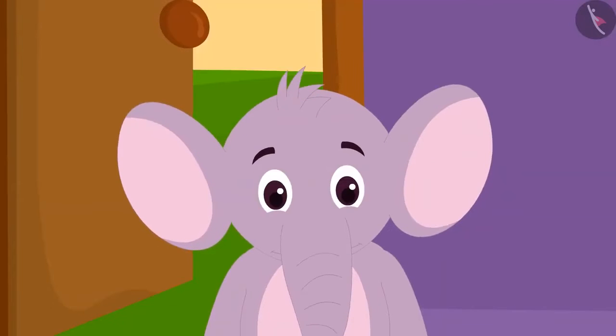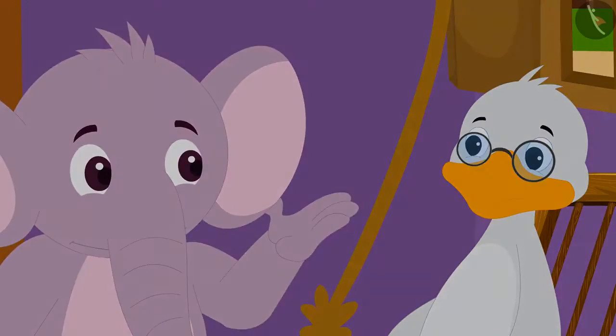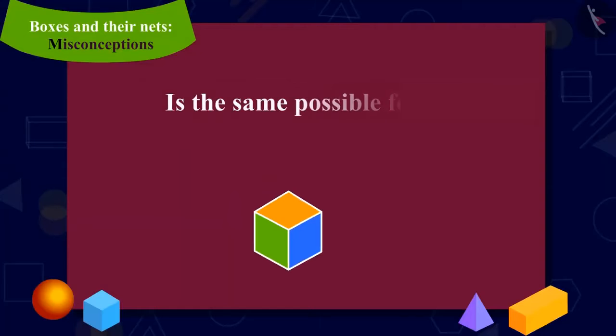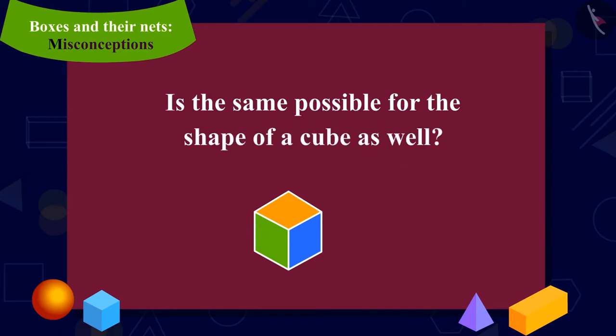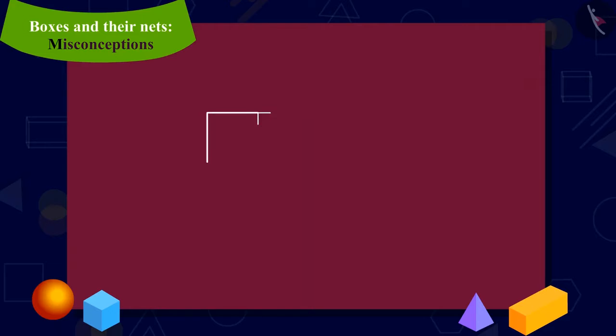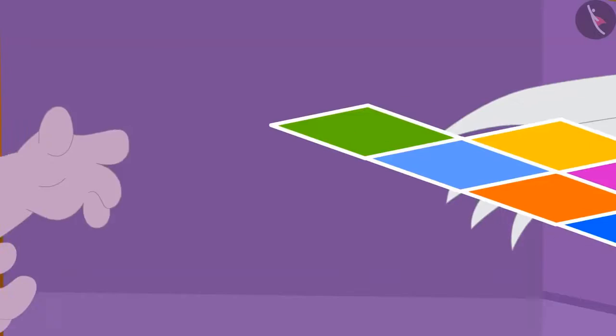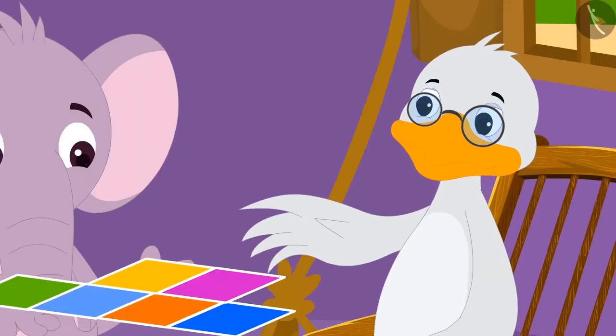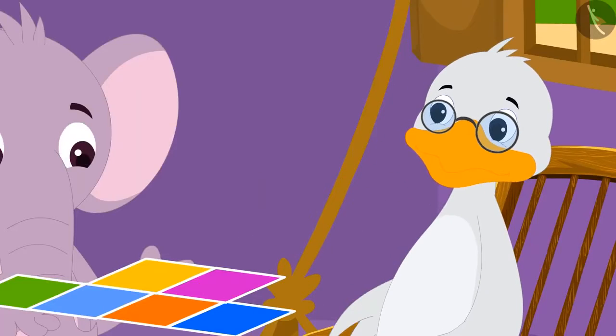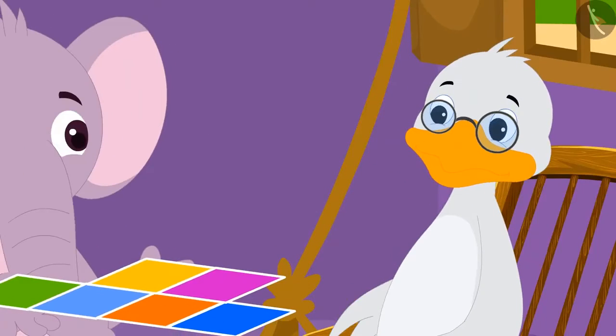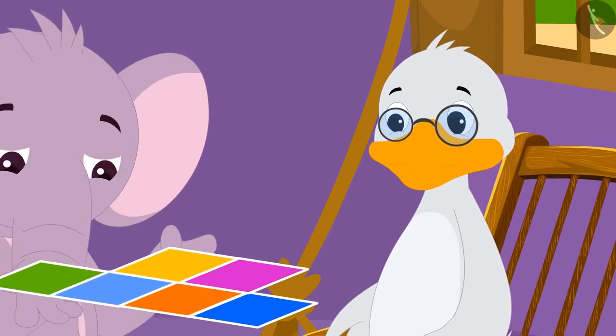Appu was shocked. He asked Bamble uncle, is the same possible for the shape of a cube as well? Then Bamble uncle made a shape like this on a thick paper and gave it to Appu. He asked Appu to fold this net. Now, let's see how Appu is folding it.